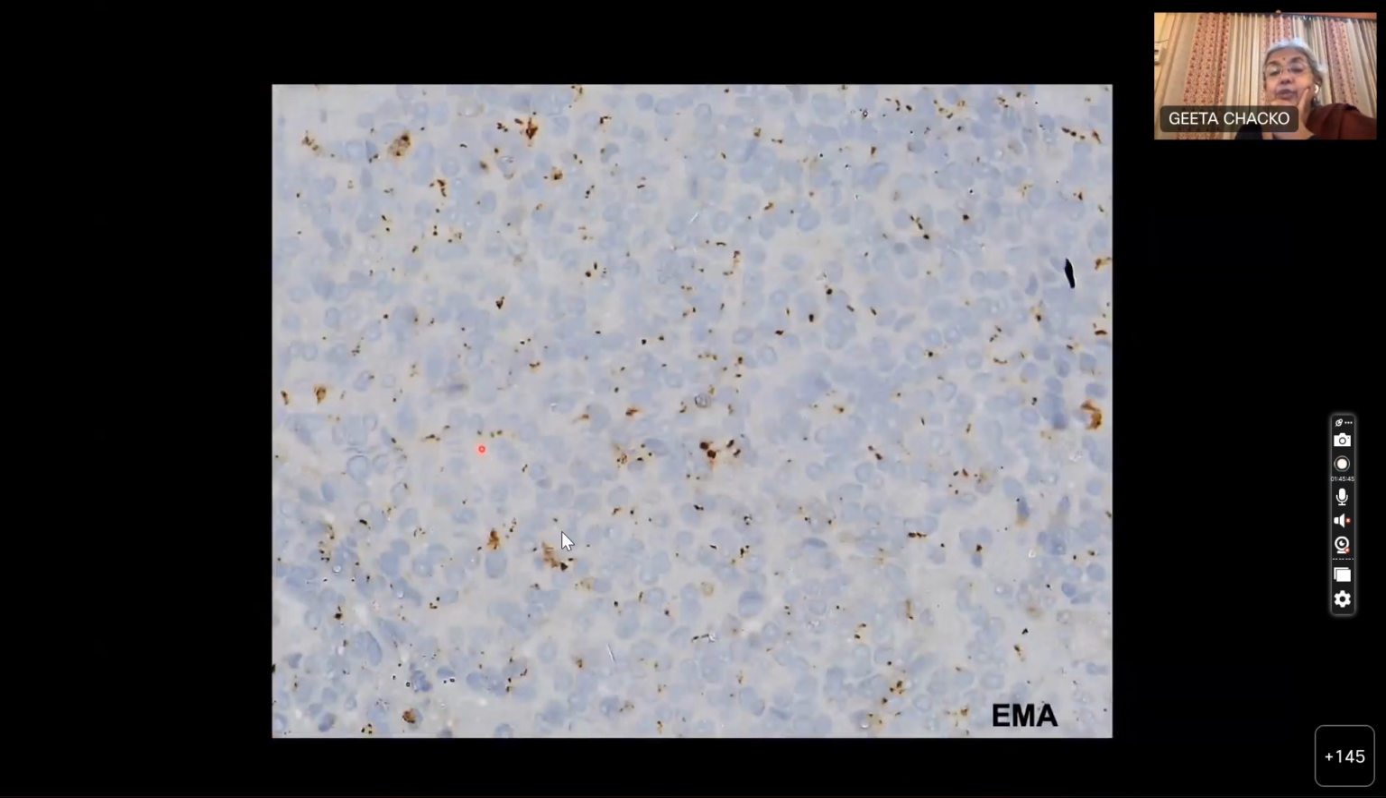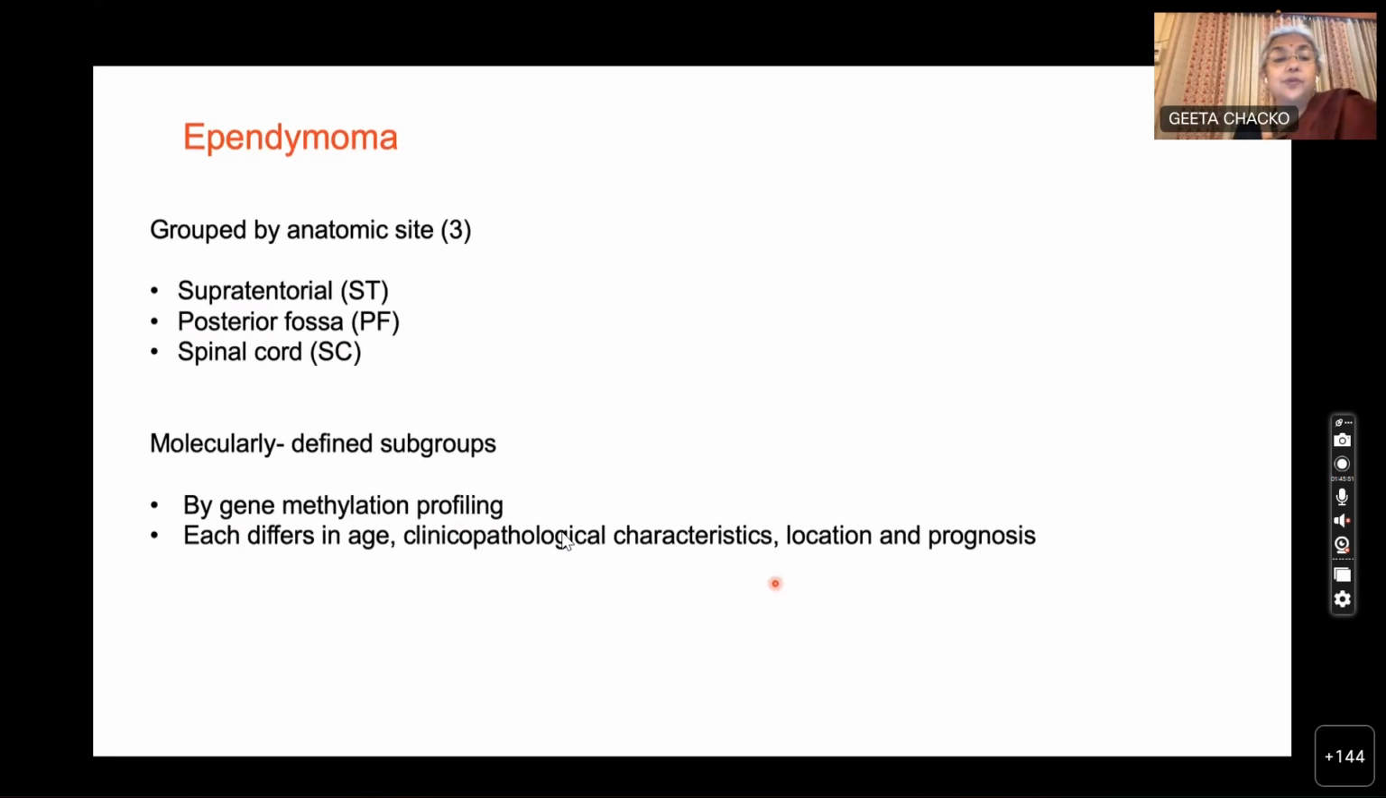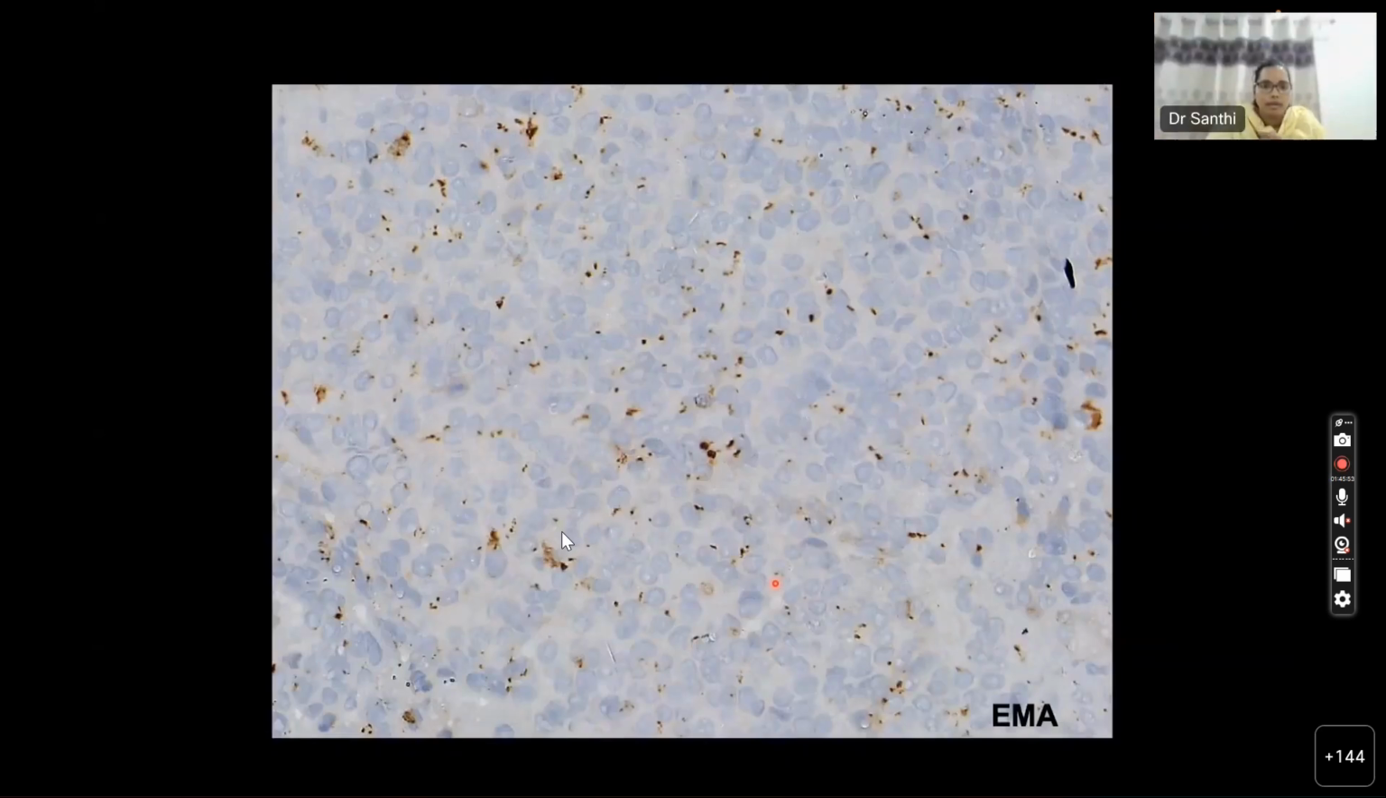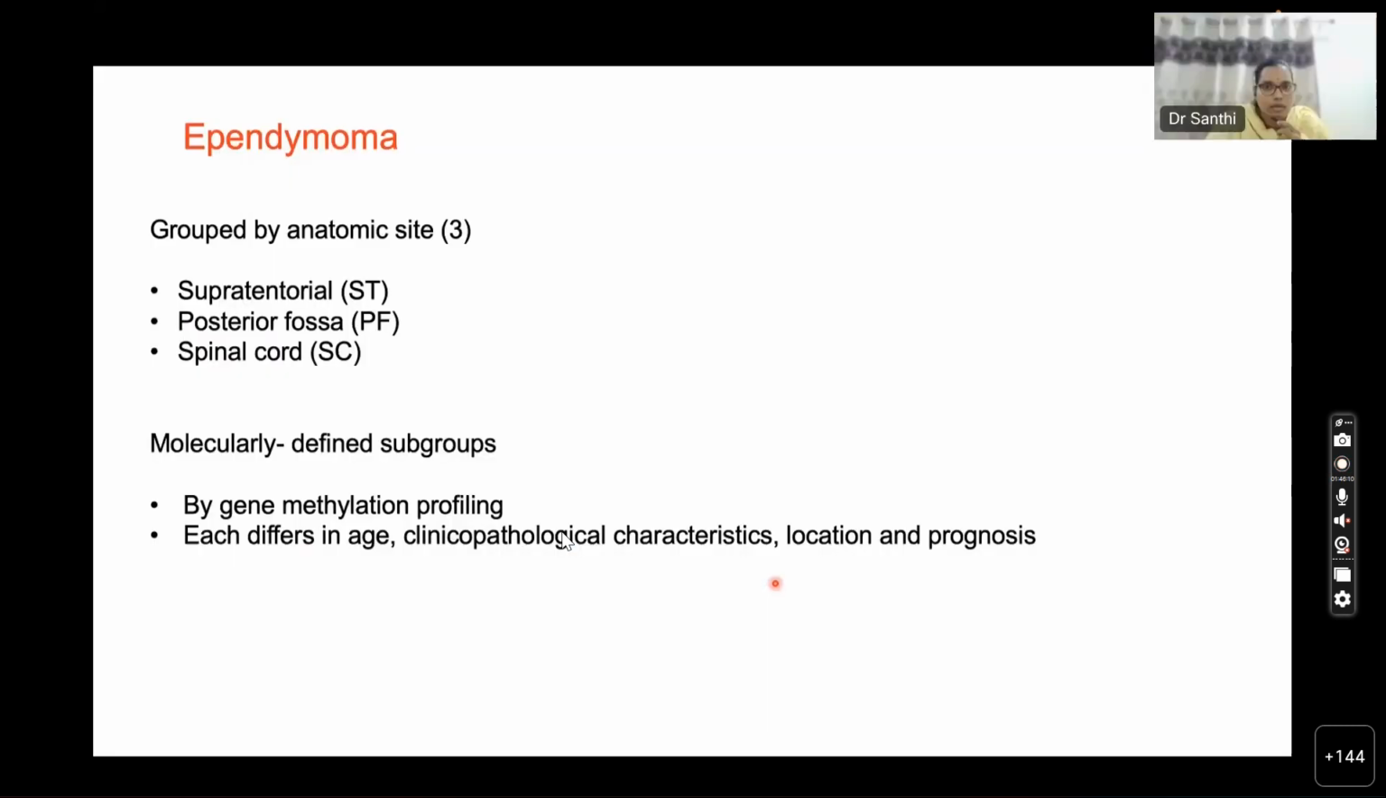Yes, ma'am. And EMA is showing this dot-like paranuclear positive. So now your diagnosis is that it's likely to be an ependymoma. And you went as far as saying that it is a posterior fossa. So why did you say that? Because of the location, the radiological location. Good. It's near the fourth ventricle. Yeah, it's in the posterior fossa.